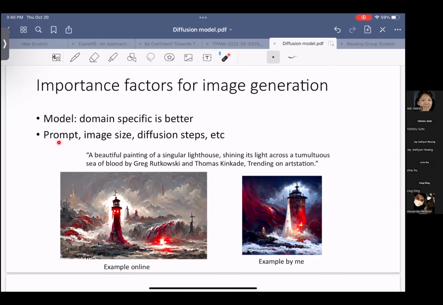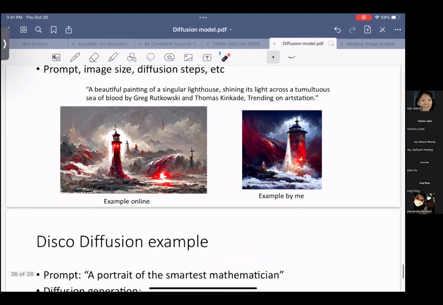Also, the prompt is definitely very important. What you tell the model to do, what it can condition on, is important. And then the image size is important. For example, in this case, the image is like a rectangle. You can see there are several lighthouses in it. But because I picked a square image, we can see only one major lighthouse, probably a small one here. But I would say image size definitely influenced the result. And also for the resolution, you want to increase your diffusion steps to get higher resolution images.